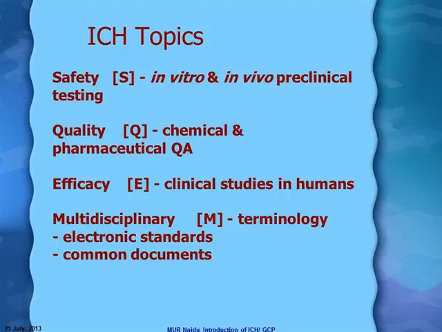The third topic is efficacy, denoted by capital letter E, which covers all the clinical studies conducted in human subjects, which usually include phase 1, phase 2, phase 3, and phase 4 clinical trials. The last topic is multidisciplinary, which is denoted by letter M, which covers the various terminologies used in clinical trials, electronic standards, and some of the common documents which are used for conducting clinical trials.